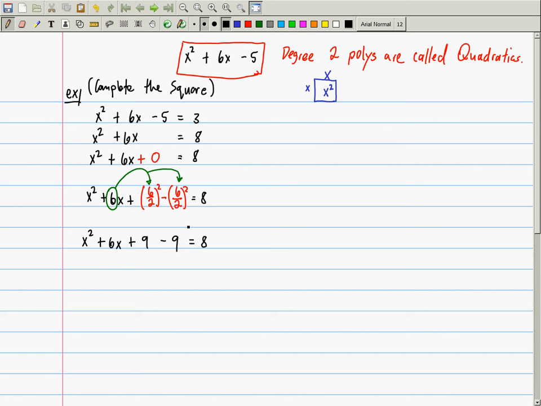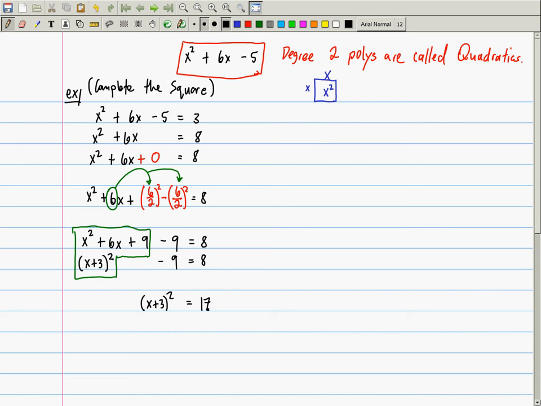Now, what's very convenient is that these first three terms, x squared plus 6x plus 9, can be written as a perfect square, meaning something all squared. What? x plus 3 squared. These terms right here are the same. And then minus 9 is equal to 8. Now I'll add 9 to both sides so that we obtain x plus 3 squared is equal to 17.